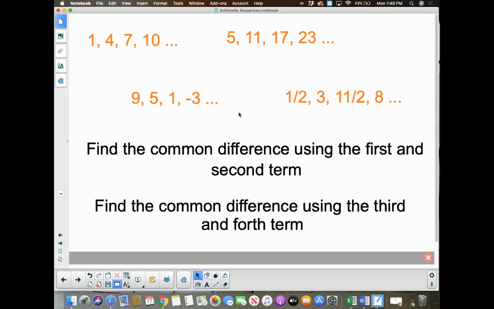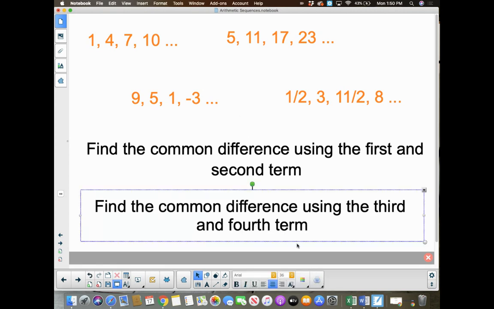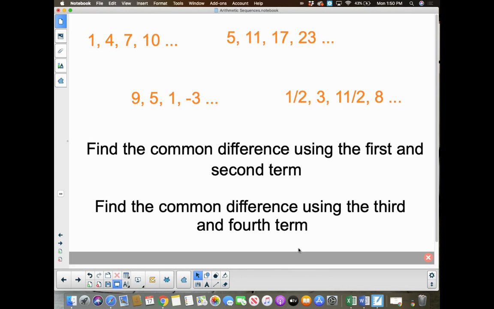Go ahead and take a couple of minutes and find the common difference using the first term and the second term, and find the common difference using the third and fourth term. Again, we're still learning. Take a minute and try to figure out what the common difference would be for each one of those examples. These are just methods of how you can figure it out if you can't see it as you go.